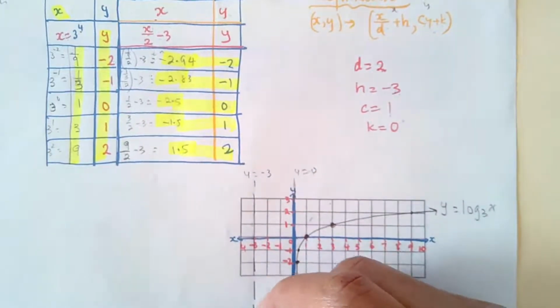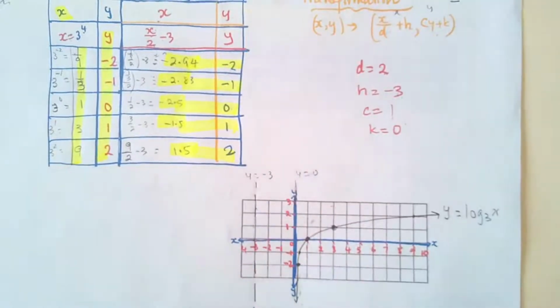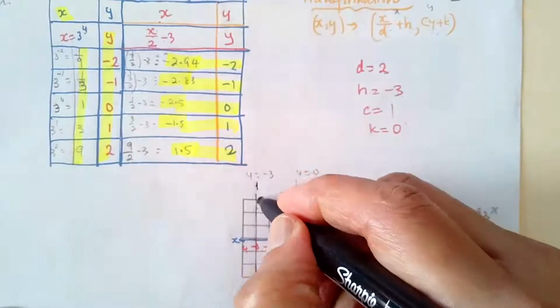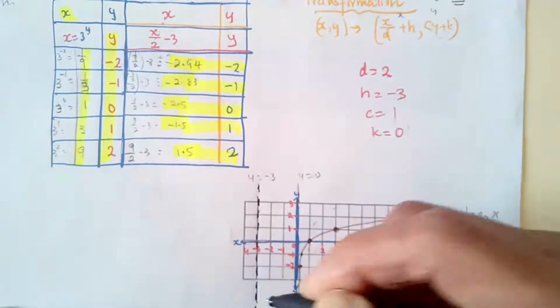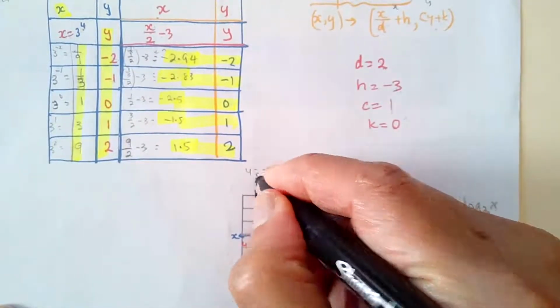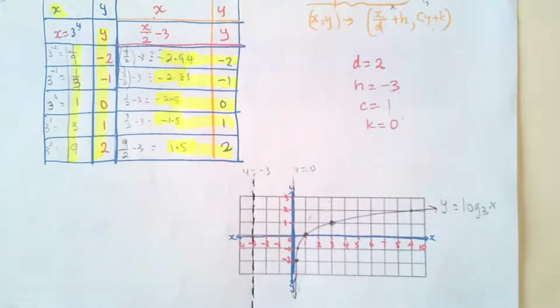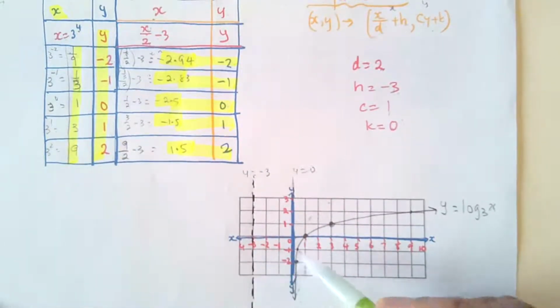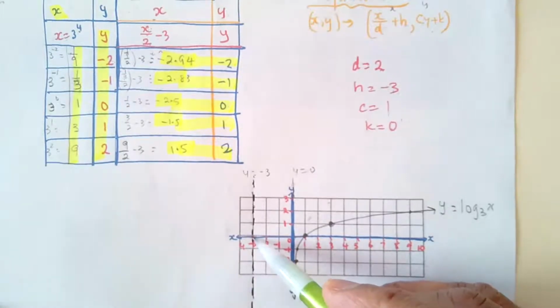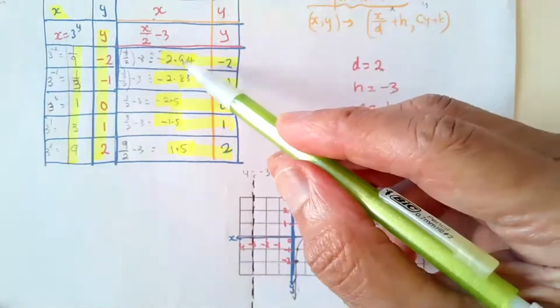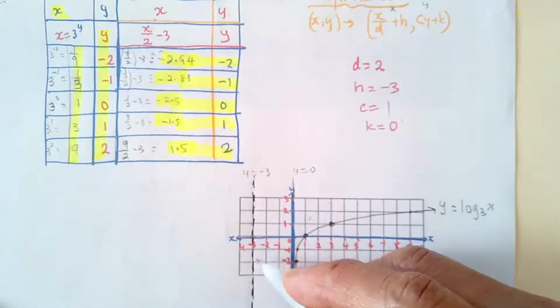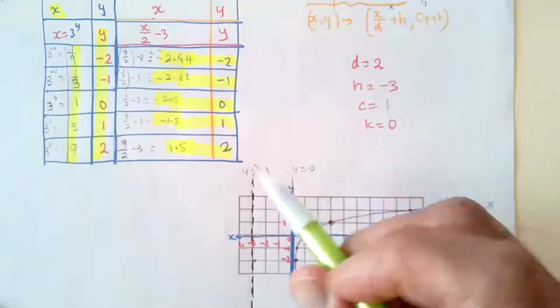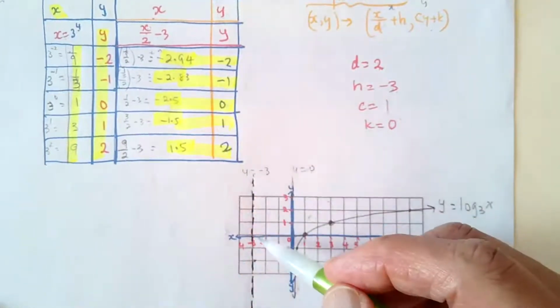So y equals -3 is our asymptote. So we have our asymptote, maybe I'll use this to highlight it. So that's my asymptote, y equal -3. So my graph will not cross -3. So let's look at it now. We have x is -2.94, which is approximately here. Y is -2. X is -2.83, which is about here.